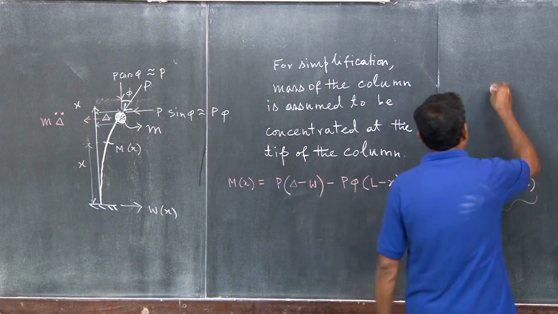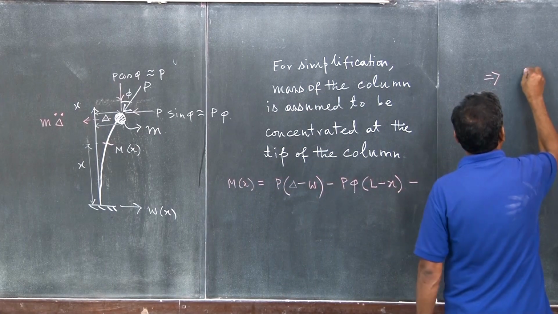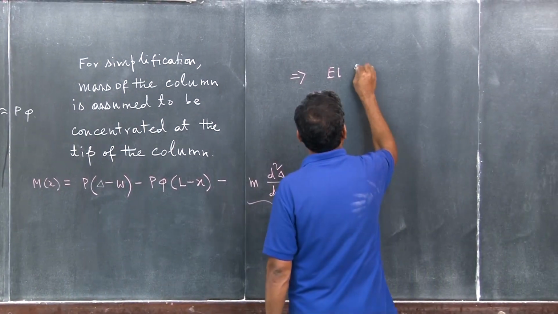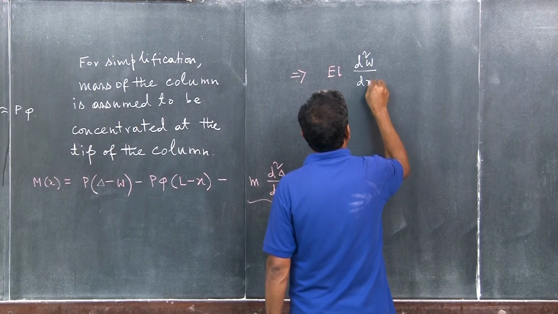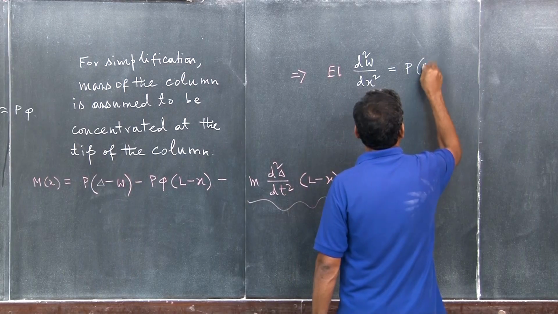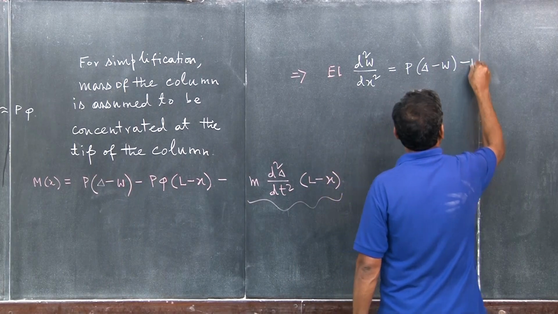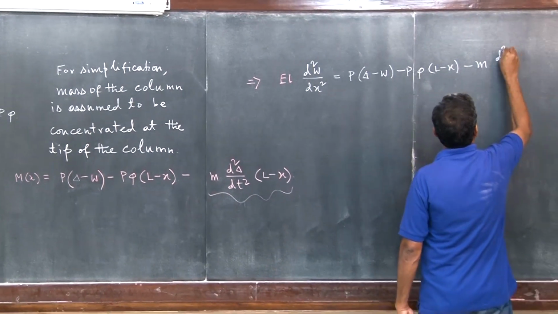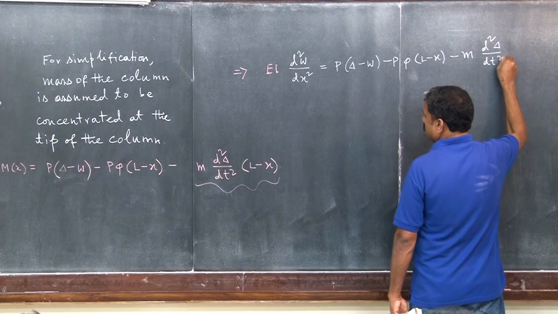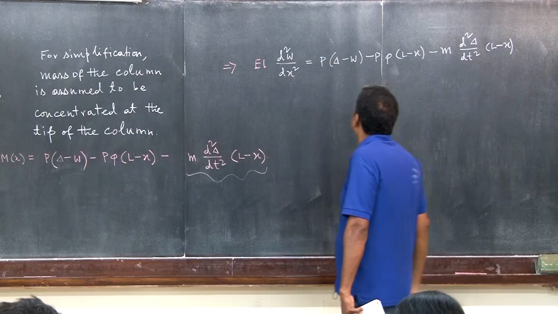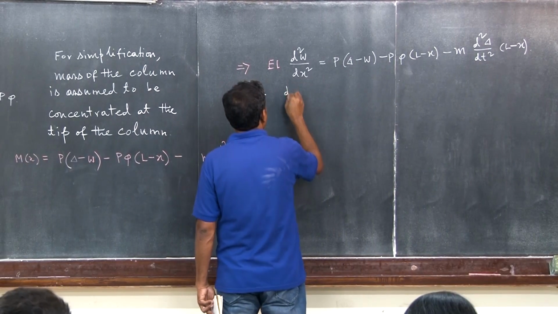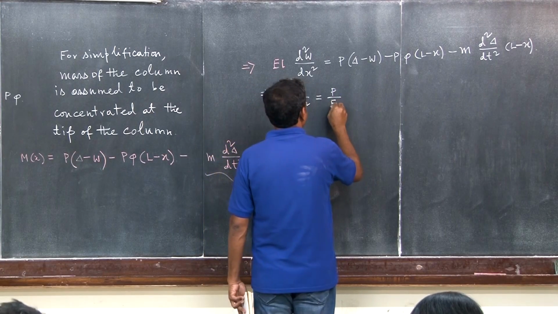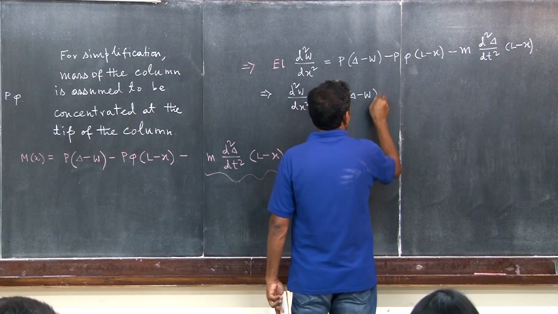Okay, so with this, once again, moment is nothing but EI d2w/dx2, and that is equal to P delta, w minus P (L minus x) minus m d2w/dt2 (L minus x), right? Or you just write it like this, d2w/dx2 is equal to P/EI, minus P.